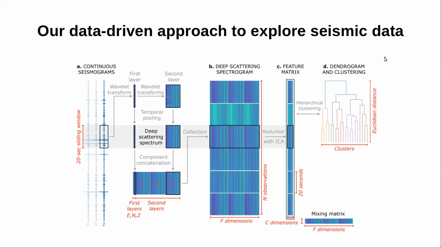And of course, the hierarchical clustering is only a small part of the whole data-driven approach. Basically, we have three main ingredients. We take our continuous seismograms, which can be one component or three component, and we perform a set of wavelet convolutions, modulus, and pooling operations to create the deep scattering spectrogram. And from there, we extract the most important features with an independent component analysis. And these features then serve as a base for hierarchical clustering.